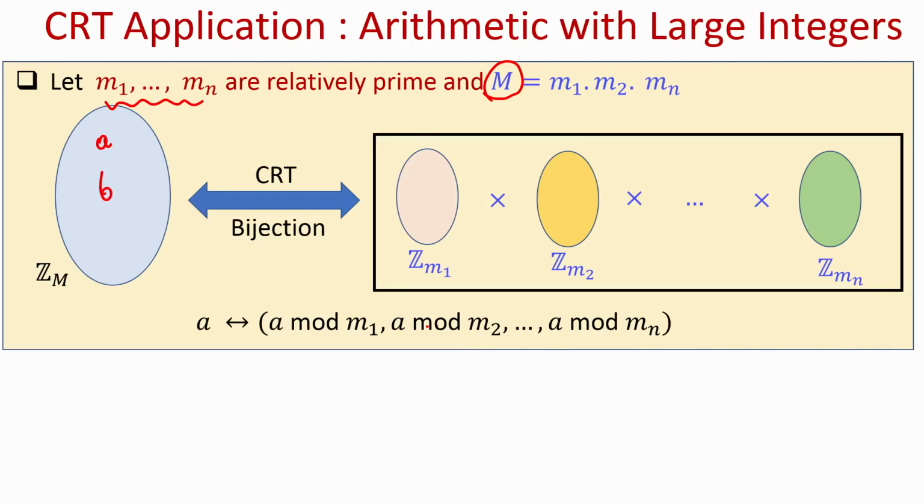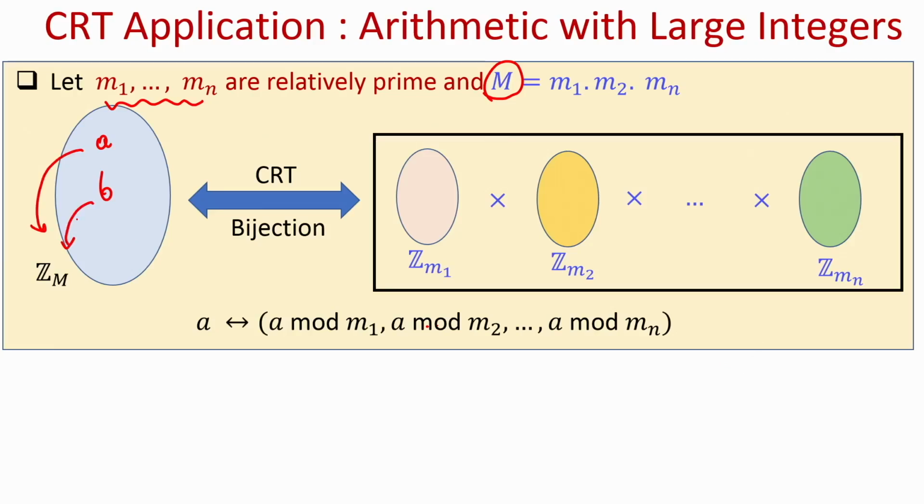because if you have two different values A and B, where A is different from B, then definitely there will be at least one mi where A modulo mi and B modulo mi will be different. Because if A modulo m1 and B modulo m1 are the same, A modulo m2 and B modulo m2 are the same, and A modulo mn and B modulo mn are the same, then since my moduli m1 to mn are pairwise relatively prime, using the helping lemma that we have just proved, we come to the conclusion that A and B are also congruent, namely they are the same, because both A and B are in the range 0 to m minus 1.